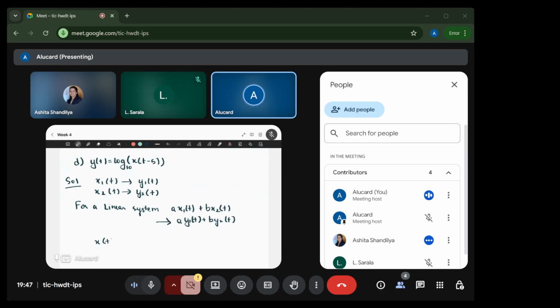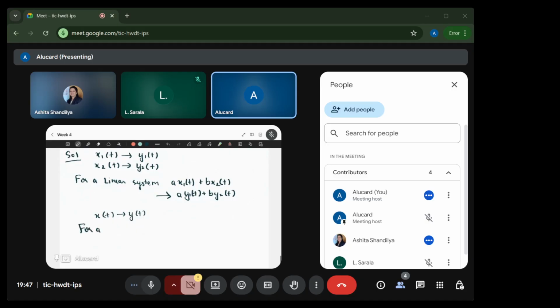Now suppose x of t gives you the output y of t for a time invariant system. If you delay the input by some amount, x of t minus t0, then the output should be y of t minus t0. What this means is if you do some experiment today and you get some output, and suppose you perform the same experiment tomorrow, you should get the same output.